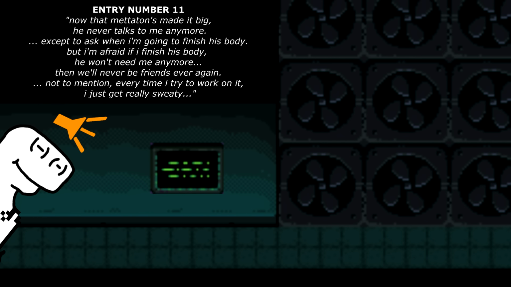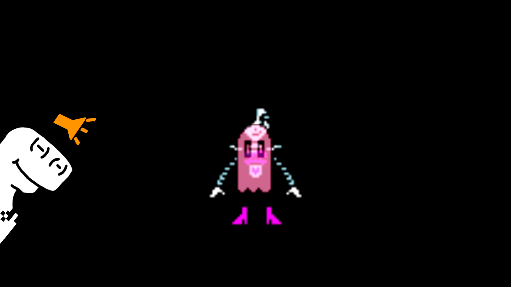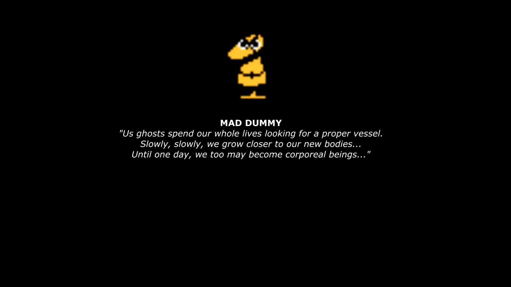But why would making a body cause Metaton to leave? Well, Metaton thinks she's a dork, as per his diaries, and also once Metaton has the perfect body he was promised, he'd become not a machine, but corporeal, therefore no longer need Alphys anymore. You see, ghosts, according to Mad Dummy, who is a ghost possessing a training dummy, spend their whole lives looking for a proper vessel to inhabit. Then, slowly, they bond with their new form and become corporeal.